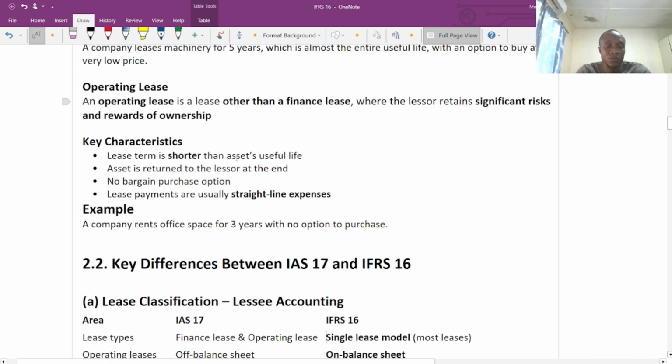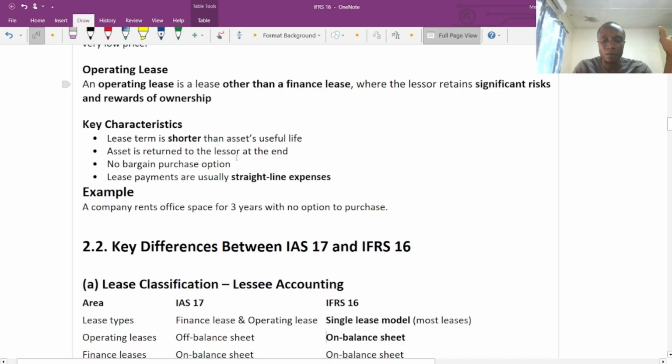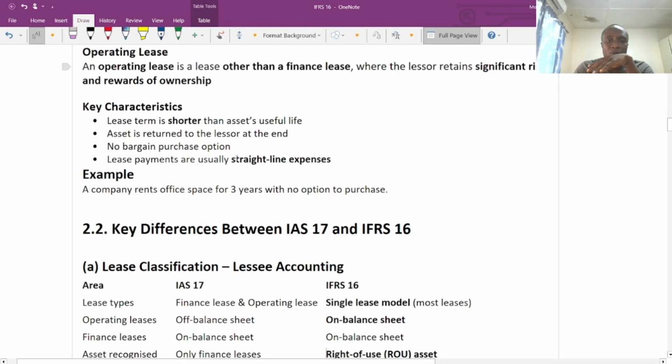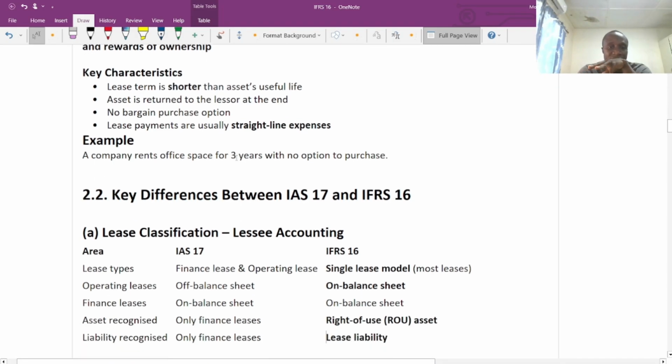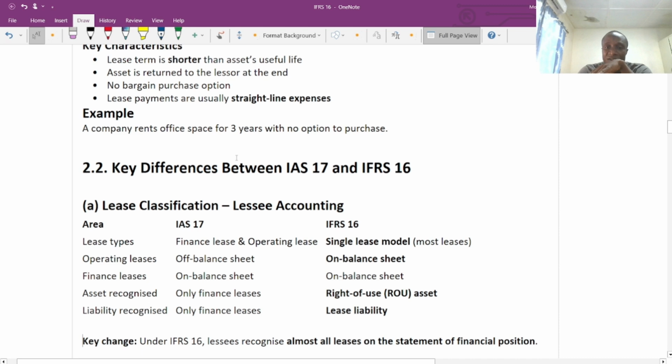Now, let's look at an example. A company rents office space for 3 years with no option to purchase. So, as a student, you need to know the distinction between finance lease and operating lease. Before IFRS 16, this is how all lease transactions were recognized in the financial statement. Very clear. So now we are going to look at key differences between IAS 17 and IFRS 16.